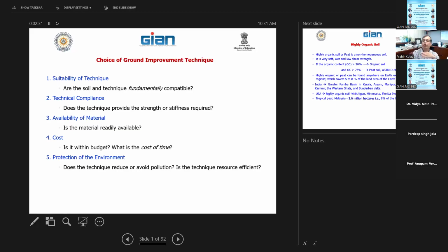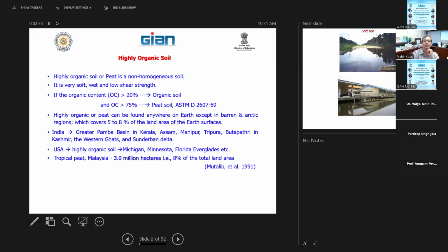So now I'm going to talk about highly organic soil stabilization. Okay. Can you see the slide now? Highly organic soil. Can you see the slide? Yes, sir. Highly organic soil. Okay, good.